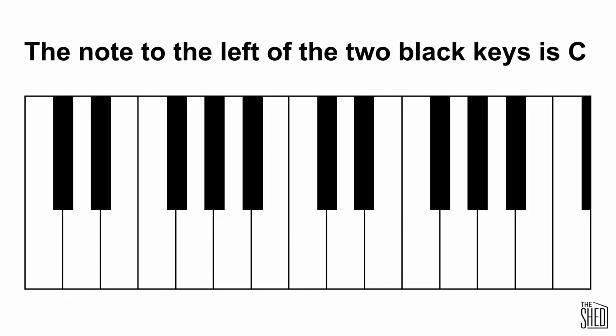The most important music theory concept to master is being able to spell all 12 major scales. This is a piano keyboard. The note to the left of the two black keys is C. That note right there is C.